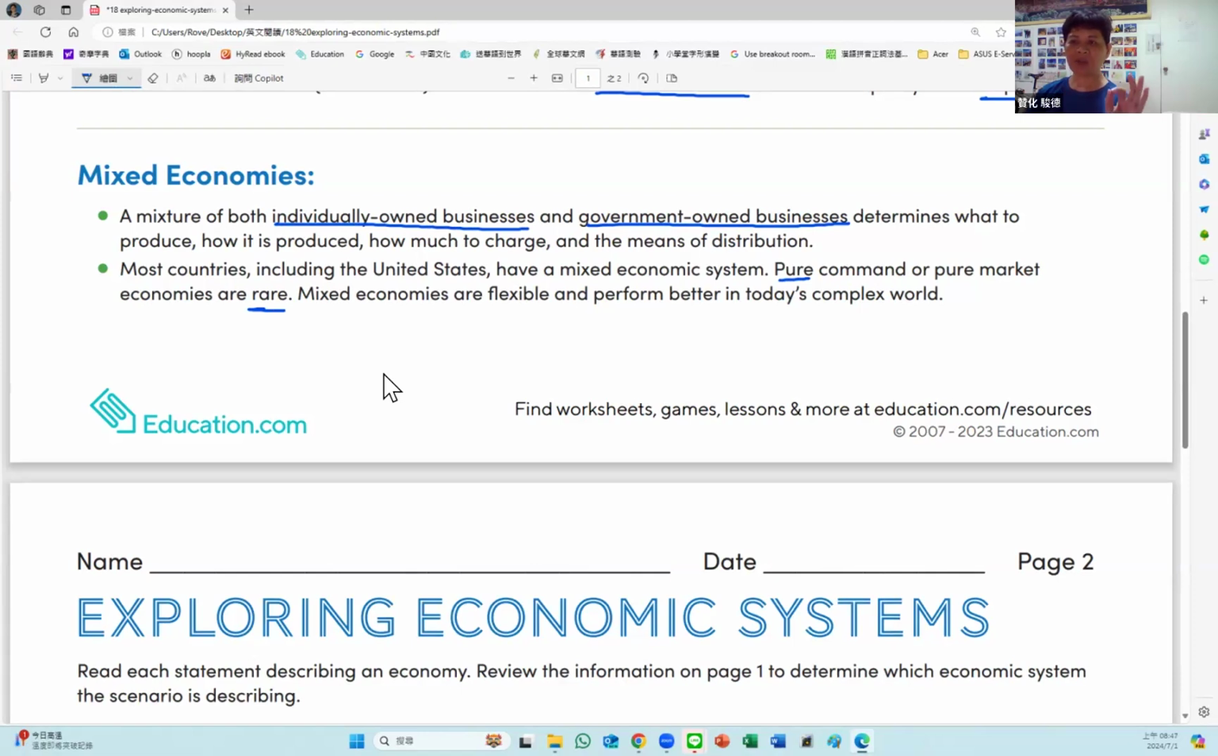Very good, thank you. So a mixture of individually owned business and government-owned business determines this. This is how today's society mostly is, a mix of both. The United States and Taiwan have a mixed economic system. Pure command is very rare now, and pure market economy is very rare too, because if it's a pure economy, usually the consumer has nothing to say about it. So it's very dangerous. So there will be some kind of system to control that, to stop whatever happens. So we have the Consumers' Foundation and the Fair Trade Commission.